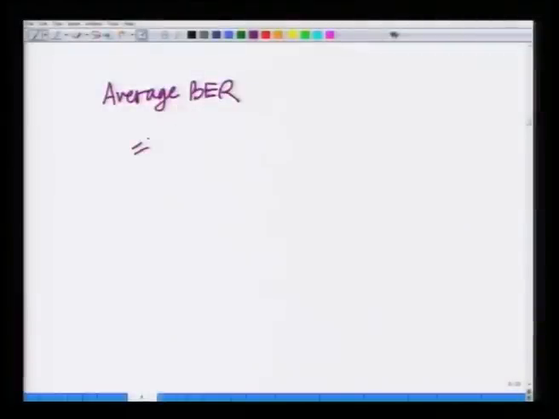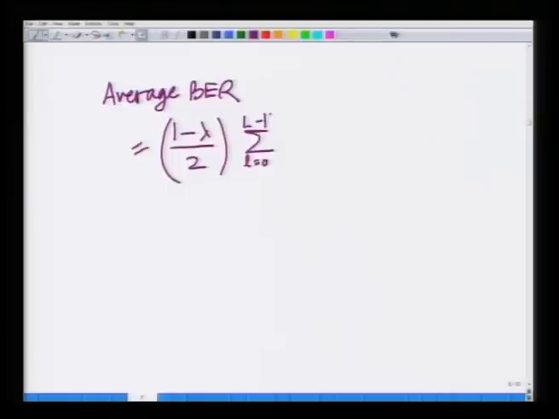Okay. Now, substituting this back in the previous expression we had, average BER equals 1 minus lambda over 2. Let me write down the complete expression here, times sigma L equals 0 to L minus 1, L plus L minus 1 C L, 1 plus lambda over 2 to the power of L.